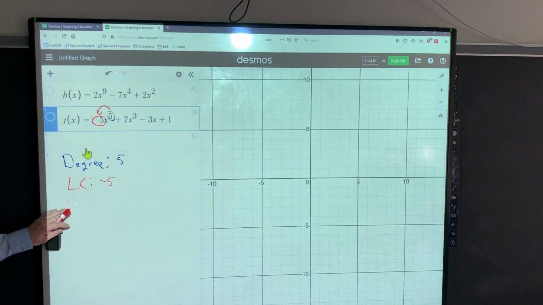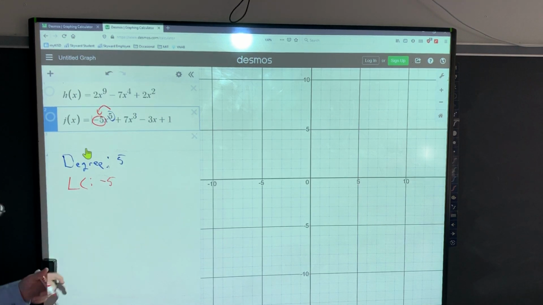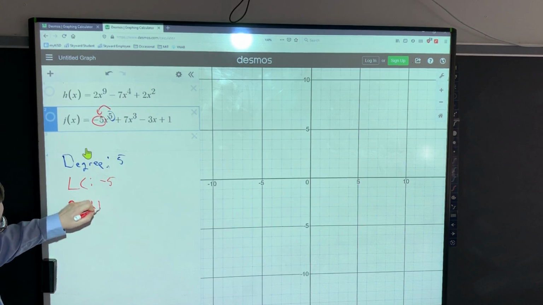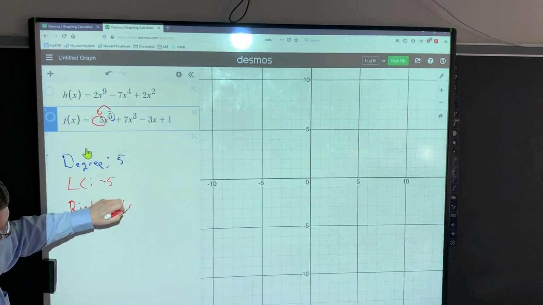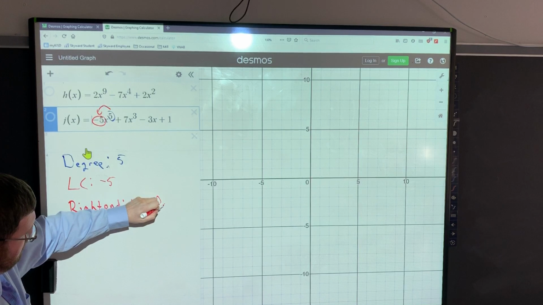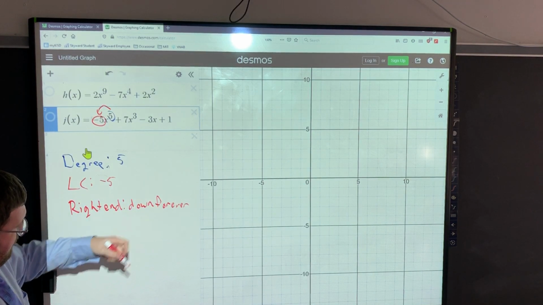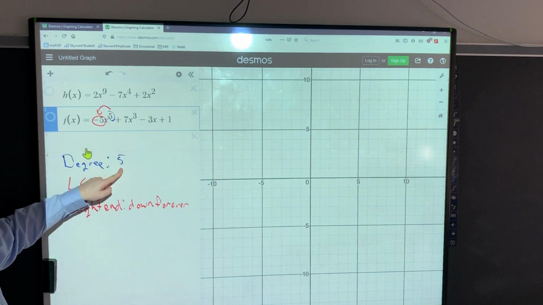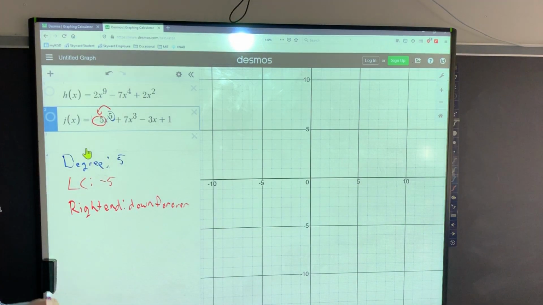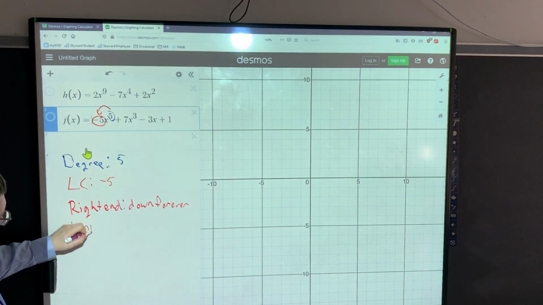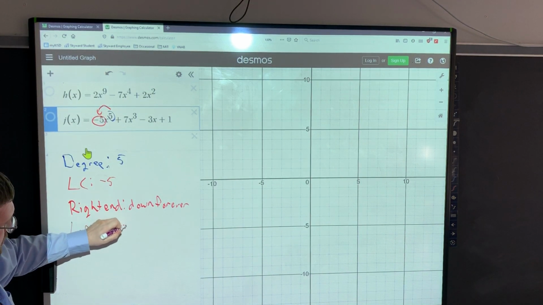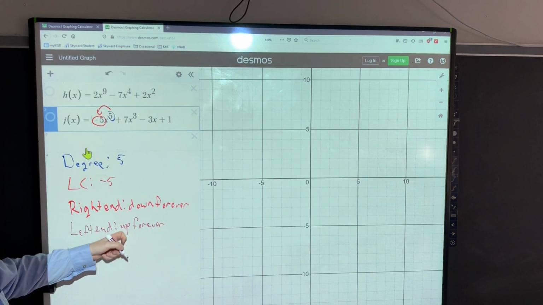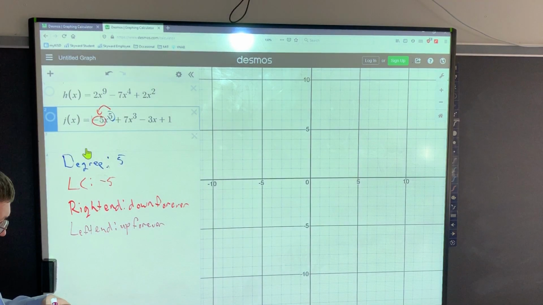Okay, hopefully you paused the video and thought. Because our leading coefficient is a negative number, that means the right end goes down forever. Because the degree is an odd number, the left end is going to do different from the right end. So the left end goes up forever. Different than the right end because the degree is odd.